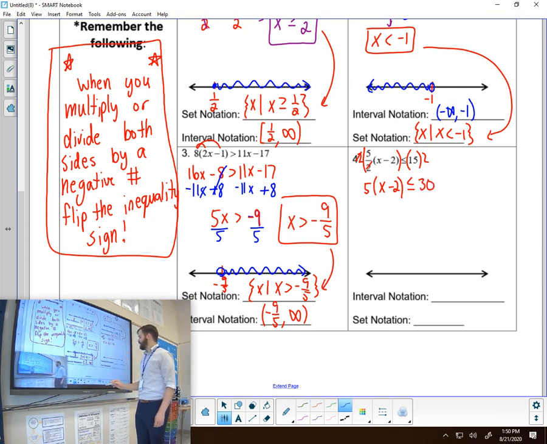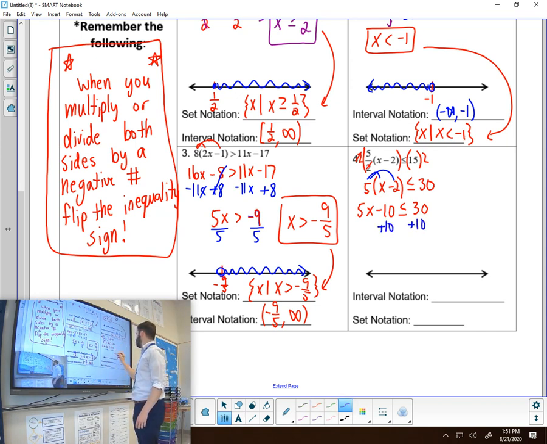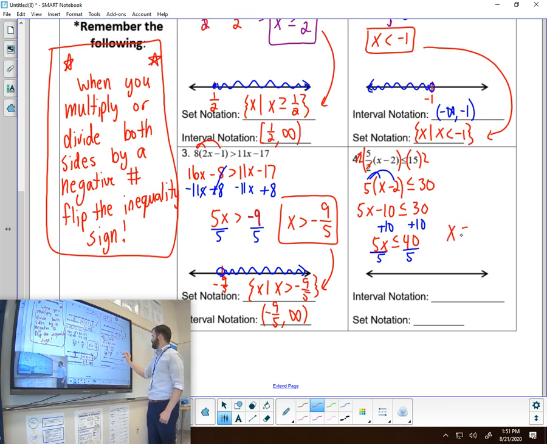Then I can distribute. I can go 5 times x, 5 times negative 2, so we're going to have 5x minus 10 is less than or equal to 30. To solve, we're going to add 10 to both sides. And that's going to leave me with 5x is less than or equal to 40. Divide both sides by 5. And x is less than or equal to 40 divided by 5, which is 8. So, there you have it.